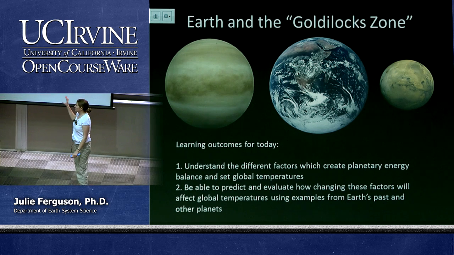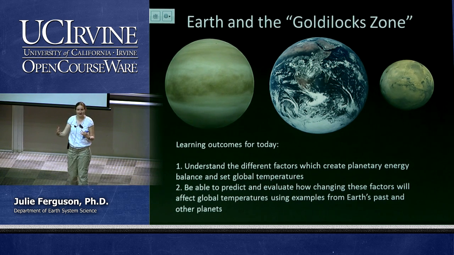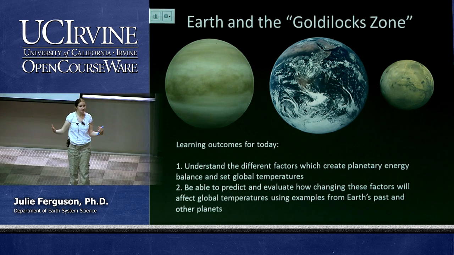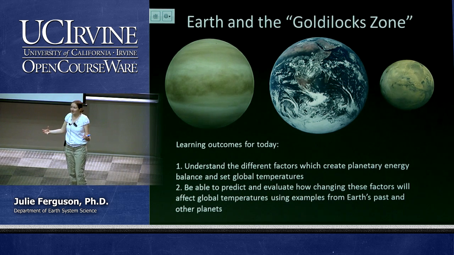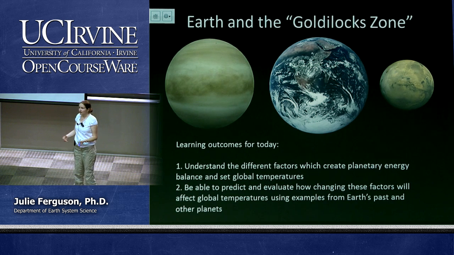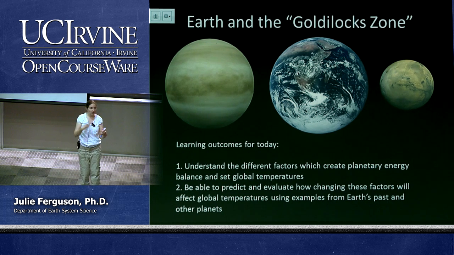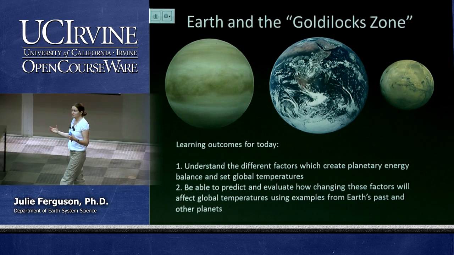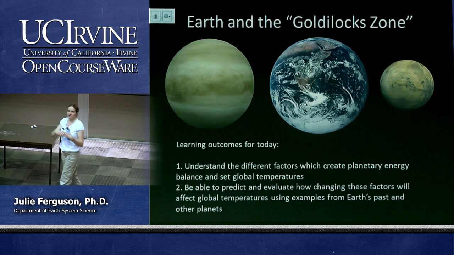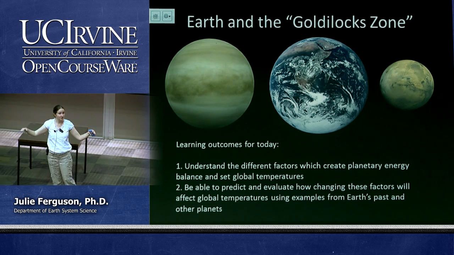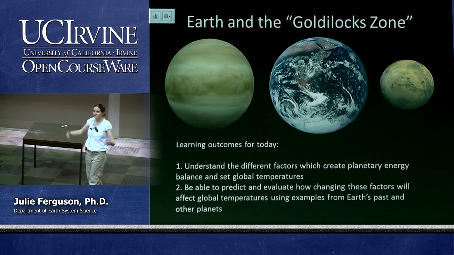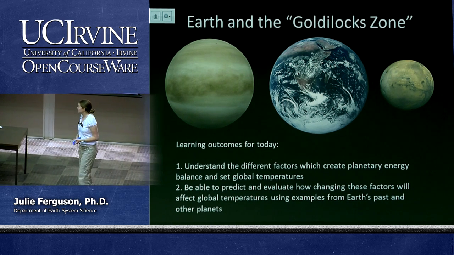And so what we're going to talk about today is understanding the different factors that have resulted in our planetary, what we call energy balance, and what sets our global temperature. And then to really start thinking more interactively about this, we're going to have a look at two particular examples. We're going to see how these factors have altered over Earth's history to create this amazingly stable temperature, which has allowed complex life to evolve and exist and civilizations to develop and intelligent life to exist.